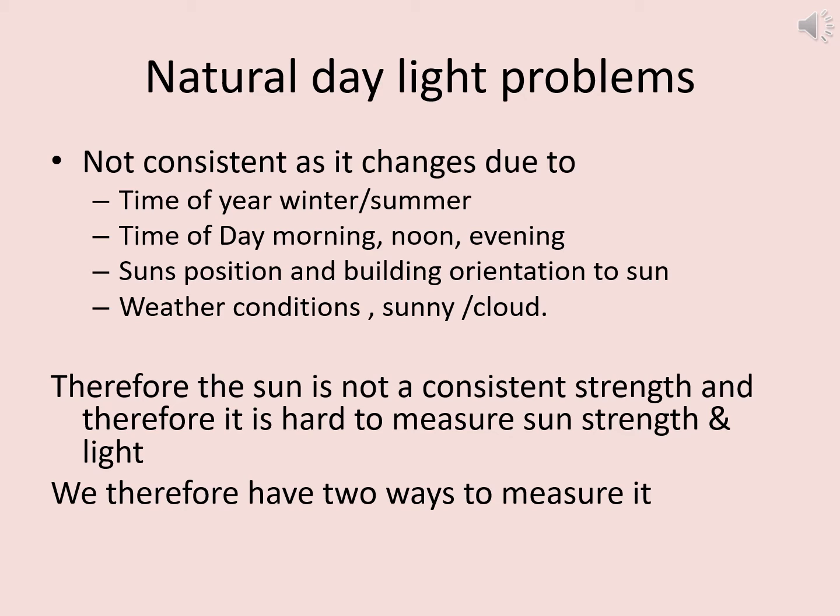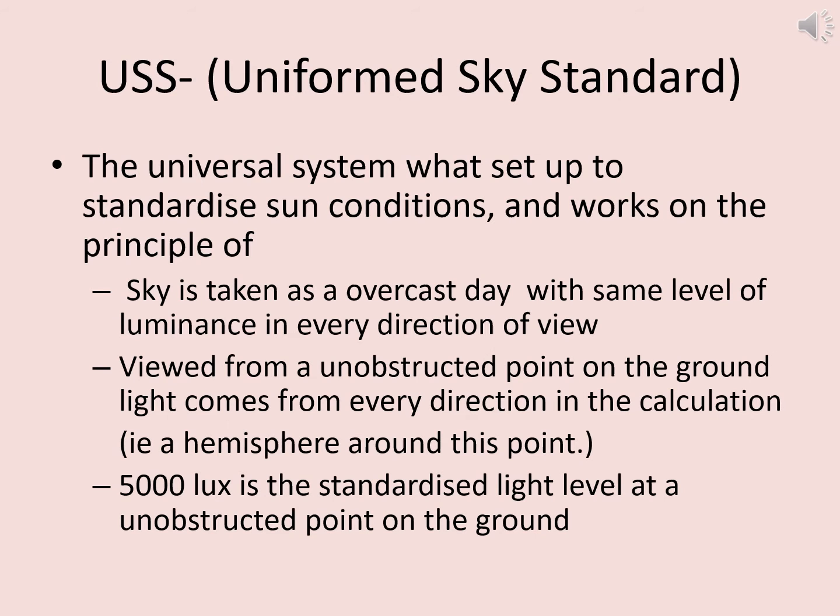It varies during the day and through the year. In countries where the climate is not reliable, for example the UK, an overcast sky is considered to be the main source of daylight. It also represents the worst type of daylight. Therefore the sun is not a consistent strength and therefore it is hard to measure sun strength and light. We therefore have two ways to measure it: a uniform sky standard and a CIE standard sky, USS.